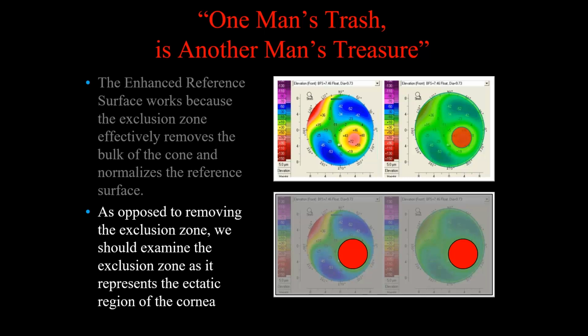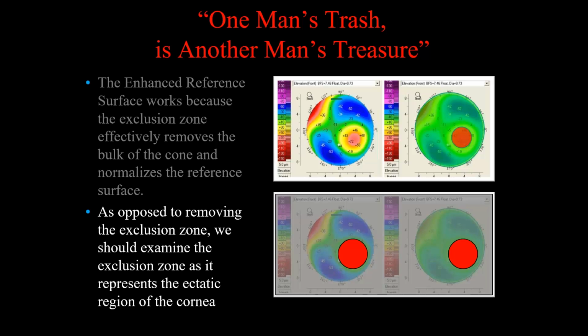The enhanced reference surface works because when we take that zone surrounding the thinnest point of the cornea and remove it from the reference surface, we effectively remove the bulk of the ectatic region. In the BAD display, we want to do that because we want to normalize the reference surface. By normalizing the reference surface, we cause greater elevation change in the ectatic region.